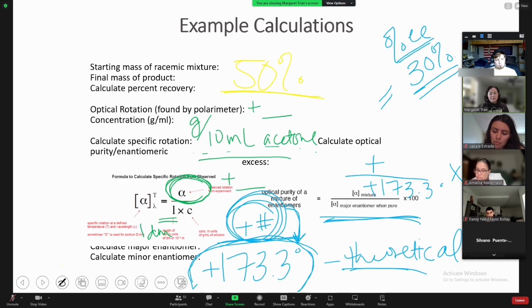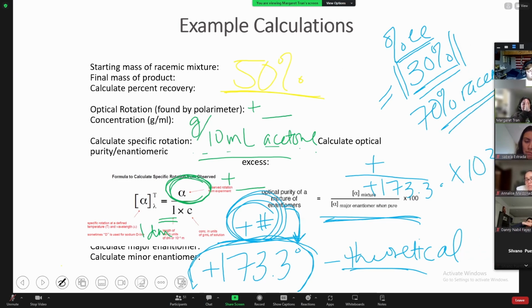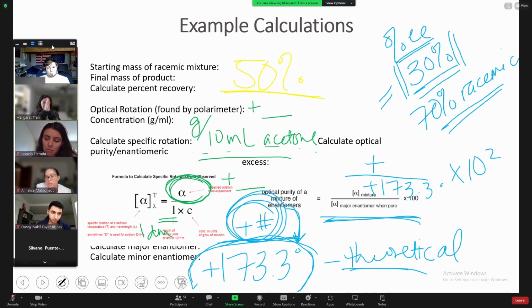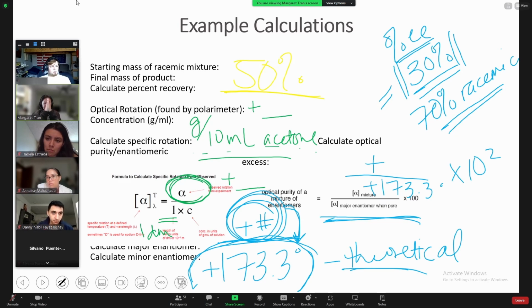Okay, so let's think about that. That 30% is only given because of that angle of rotation, right? So it says that 70% is racemic. And I know it's racemic because think about it, right? If you have equal but opposite values, it's going to be at 0.